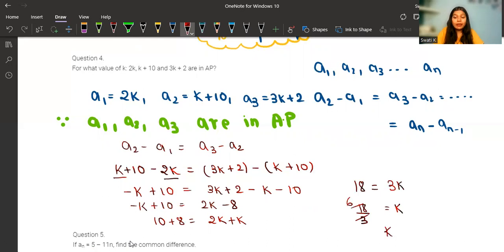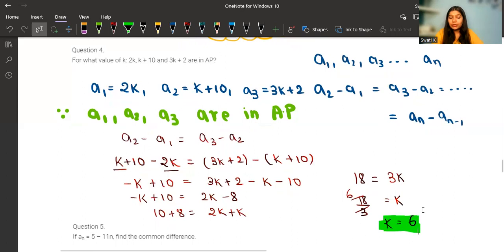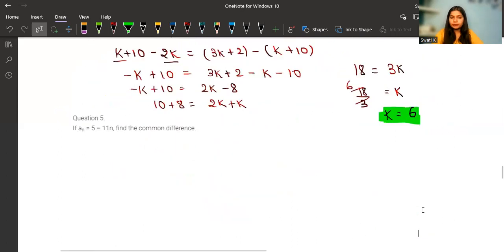So for what value of k is the following sequence in AP? The value of k should be 6 in order to make this sequence an AP. So yes, the answer is k equals 6. All right, we are already done with the fourth one. Now let's move to the fifth question.